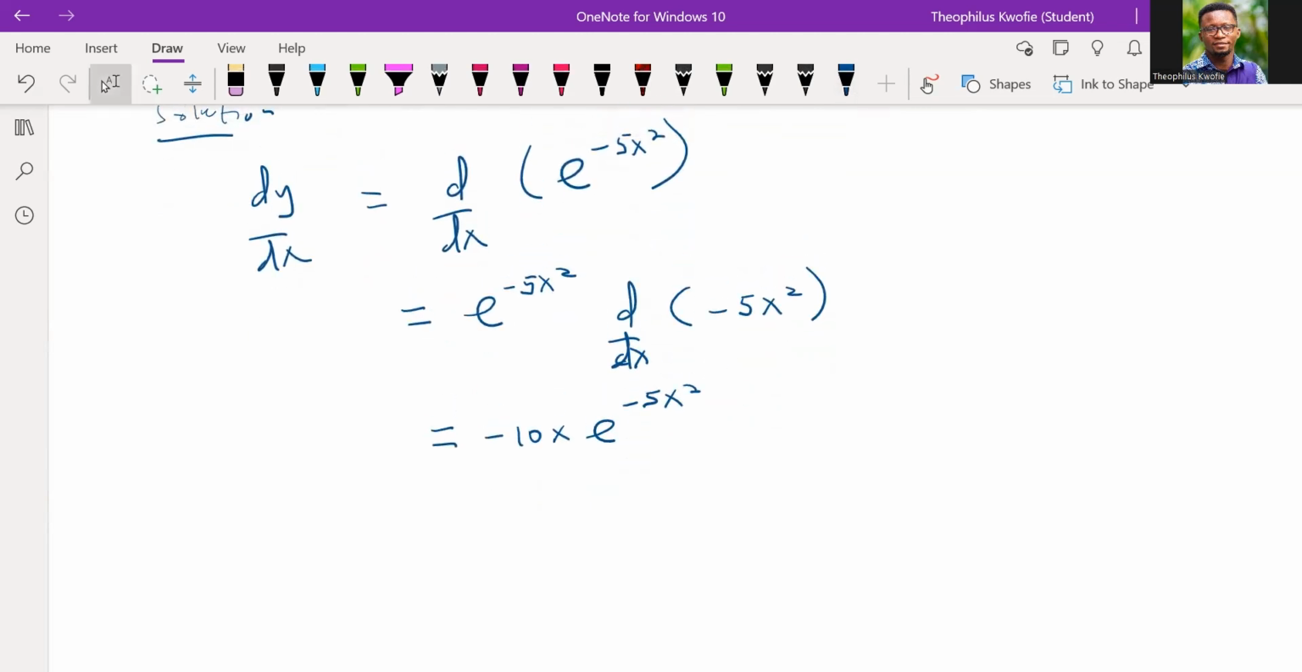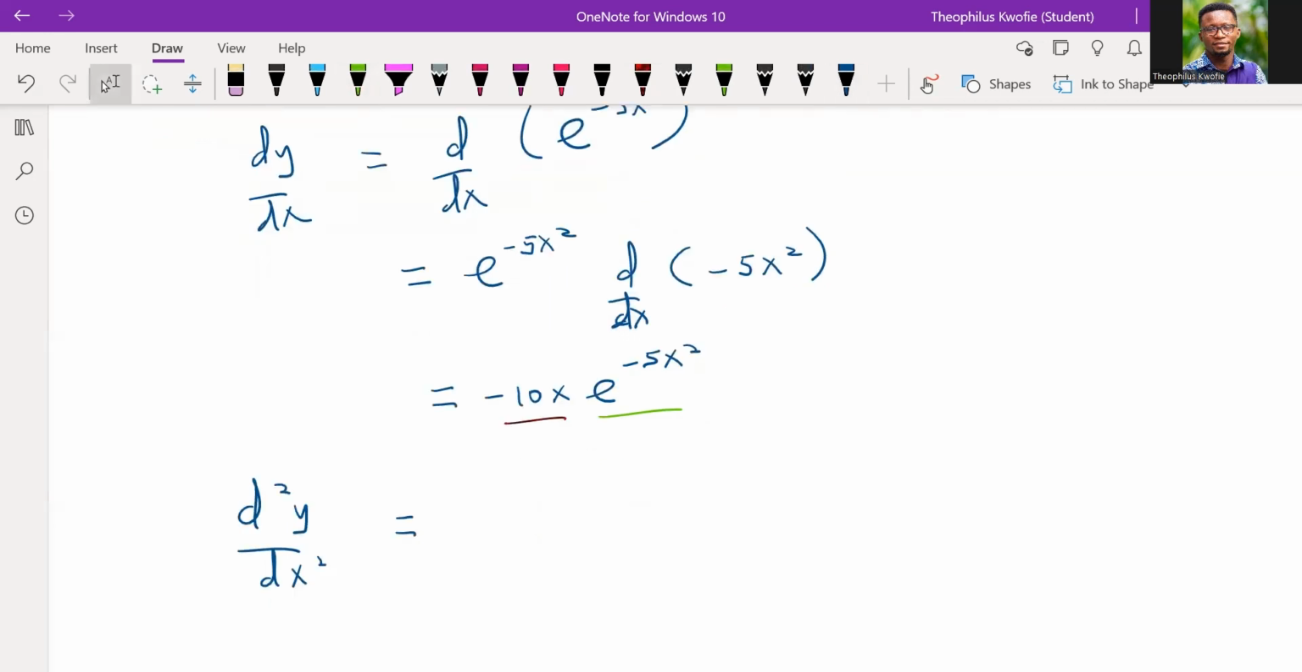Now, what happens to the second derivative? With the second derivative, we are going to differentiate the first derivative. And over here, we can see that there are two functions. We have minus 10x, and another function, e to the power minus 5x to the power 2. So the product rule plays out here.